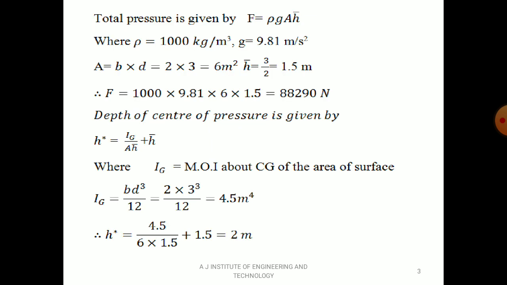Total pressure is given by F equal to rho g A H bar, where rho is density of fluid, here water, because the plane surface is kept in water, g is acceleration due to gravity, A is area, and H bar is distance of centroid from free water surface. Rho equal to 1000 kg per meter cube, g equal to 9.81 meter per second square, A equal to B into D, that is 2 into 3. Width is 2 meter and depth is 3 meter, so 2 into 3 equal to 6 meter square. Now H bar, distance of centroid from free water surface, equal to 3 by 2, that is 1.5 meter.